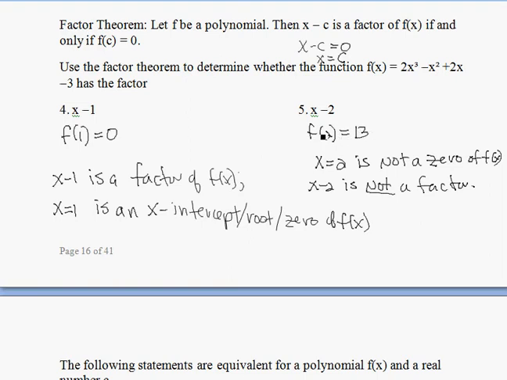So the only difference between this problem and this one is this one actually uses the remainder theorem and does the factor theorem at the same time, and since the remainder is 0, that means x minus 1 is a factor. Here we weren't able to use the factor theorem because we got a non-zero remainder, we got 13, so therefore we know that x minus 2 is not a factor of that polynomial right there.